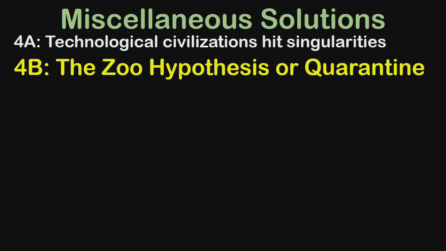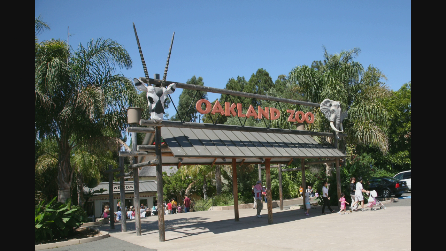4b, the zoo hypothesis or quarantine. These are separate but basically the same thing, except the motives are a bit different. In the zoo hypothesis, Earth is, surprise, a giant zoo. They don't talk to us as not to interfere with our behavior, and have wrapped some sort of cloak of deception around our world so we don't see them. In quarantine, they view us as dangerous, but do the same thing.